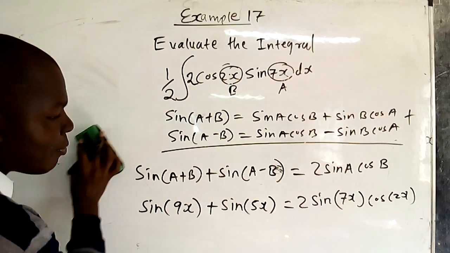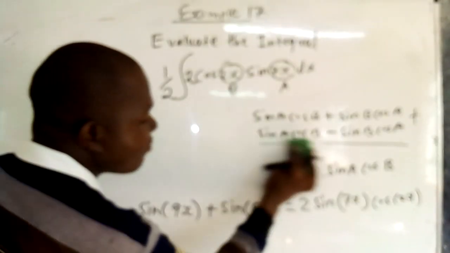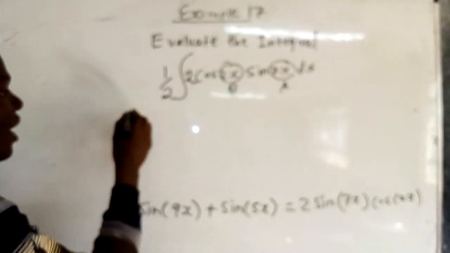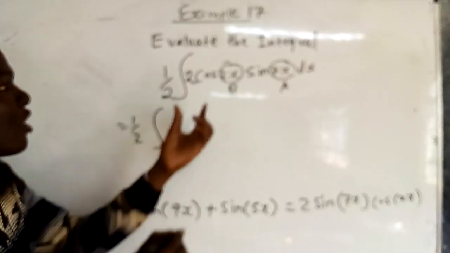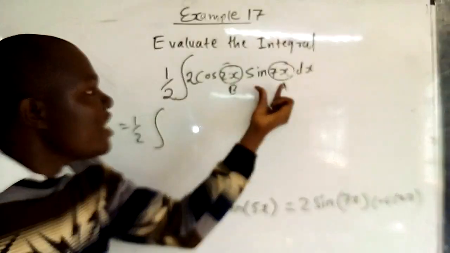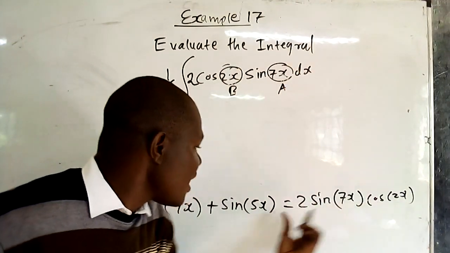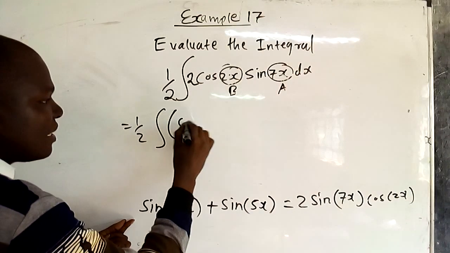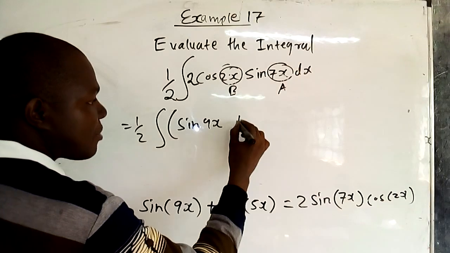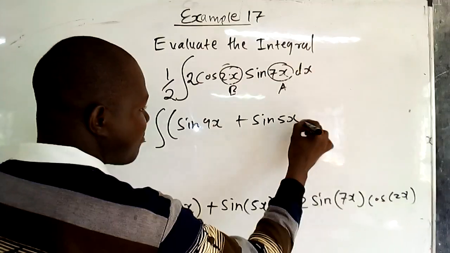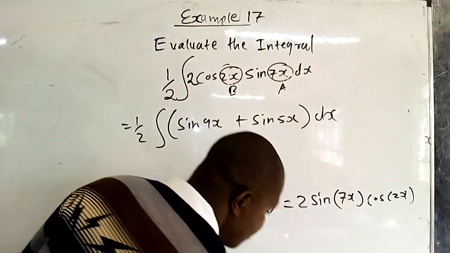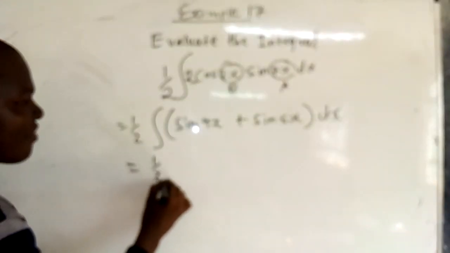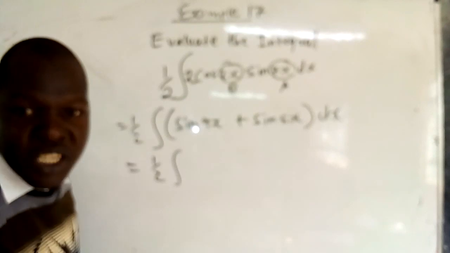So can you now go back to your problem? This is the final thing we found. So when you're now integrating, you now have a half integral of the whole of 2 cos B sine A. 2 cos B sine A, you found the whole of it is this, isn't it? So we have sine 9x plus sine 5x dx. So can you now integrate that? You have a half common for both of them, isn't it?